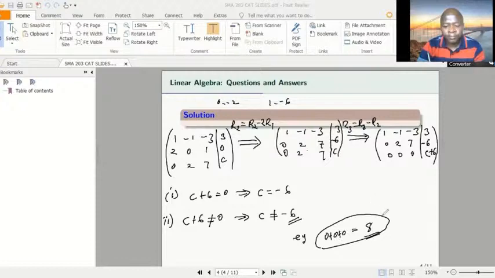So what was the question? The question was, what condition should C satisfy so that the system has no solution? And I've said that for the system to have no solution, C should not be equal to negative 6. And that is how you answer this question. So let's look at the next question.